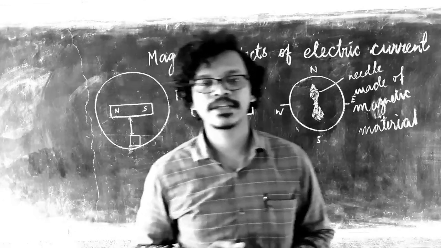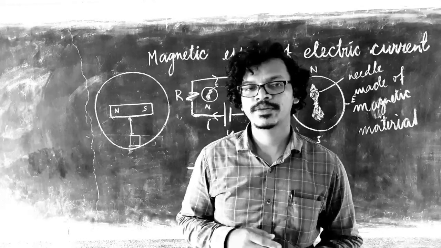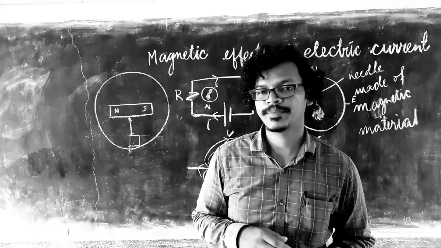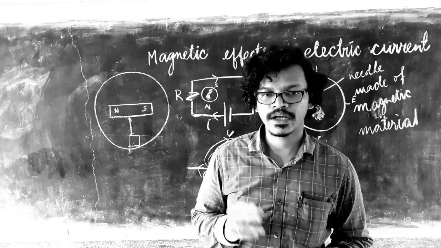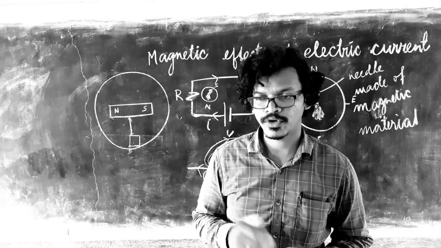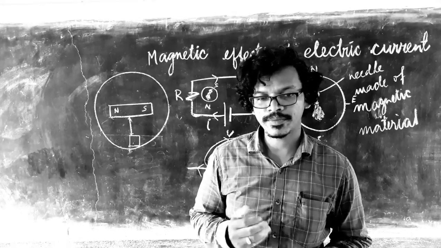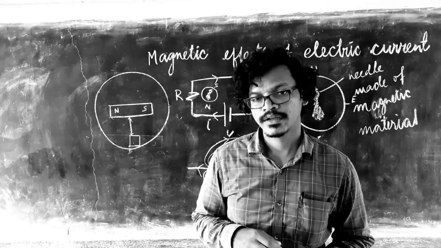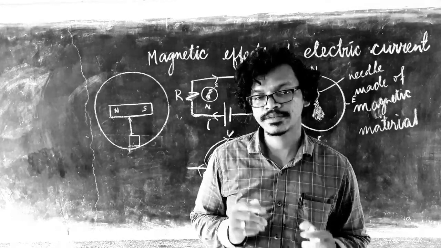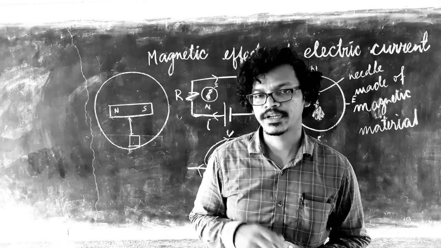The magnetic field is a region surrounding the magnet, in which, whenever another magnetic material is brought, magnetic force is experienced by that material. That region is the magnetic field.